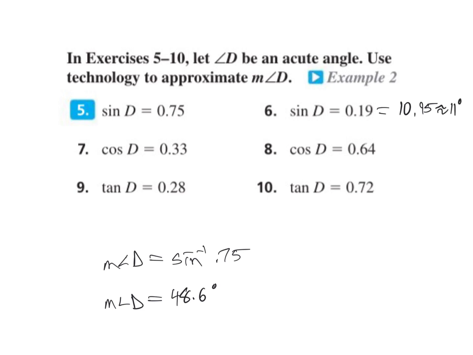Okay, cosine, hit second cosine of 0.33, and we get 70.7 degrees. And the arc cosine of 0.64 gives us 50.2 degrees. The arc tangent of 0.28 gives me 15.6 degrees. And the arc tangent of 0.72 gives me 35.8 degrees.